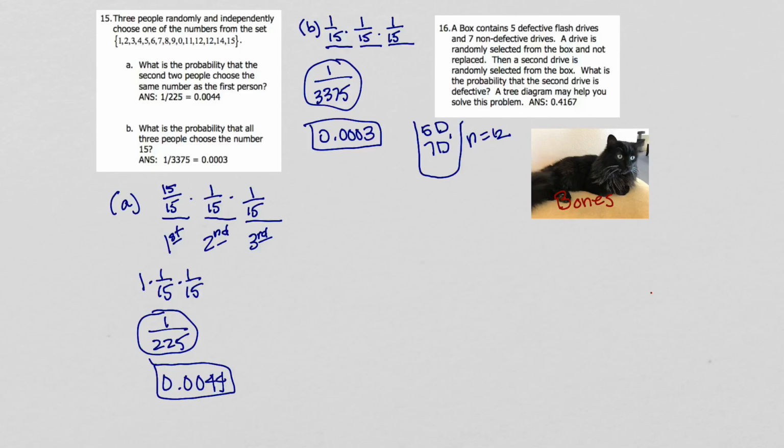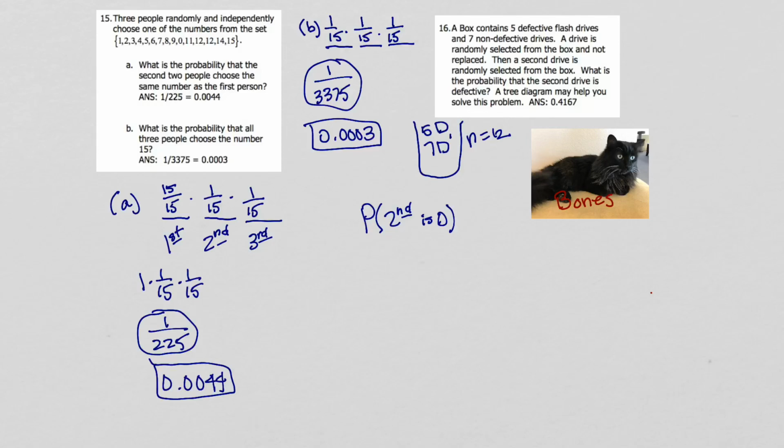So anyway, we're going to choose, what are we going to do here? He's got me distracted. So we got 5 defectives, 7 non-defectives. We're going to choose one and not replace it. Then a second drive will be selected. What's the probability that the second drive is defective? Here's what we're looking for. So what we want is the second drive to be defective. Okay, well, how can this happen?